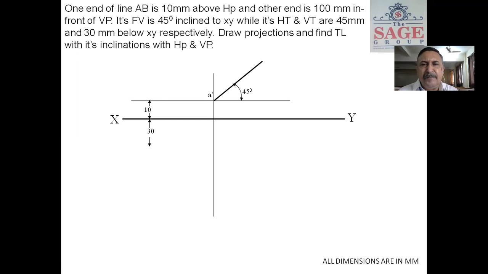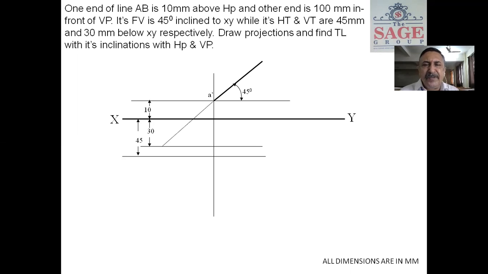Now we have been given HT and VT as 45 mm and 30 mm below XY. So presently we don't know where exactly these points come. So what do we have to do? We have to draw the locus of HT and VT. 45 mm below is the locus of HT, and 30 mm below is the locus of VT.